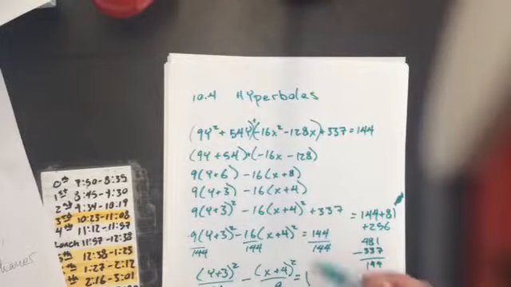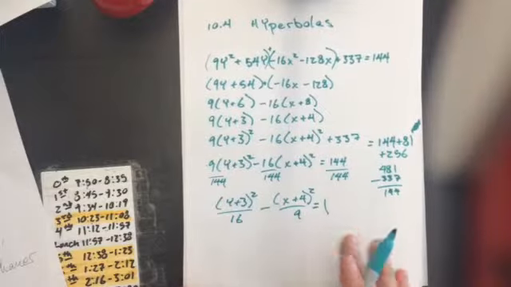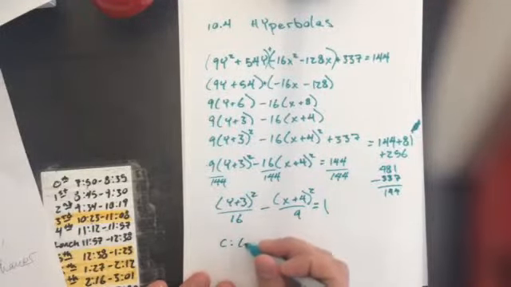Thanks. And that's going to be equal to 1 because that's all done. So now we can go through the process of doing all the other stuff. So the center on this one is -4, -3.